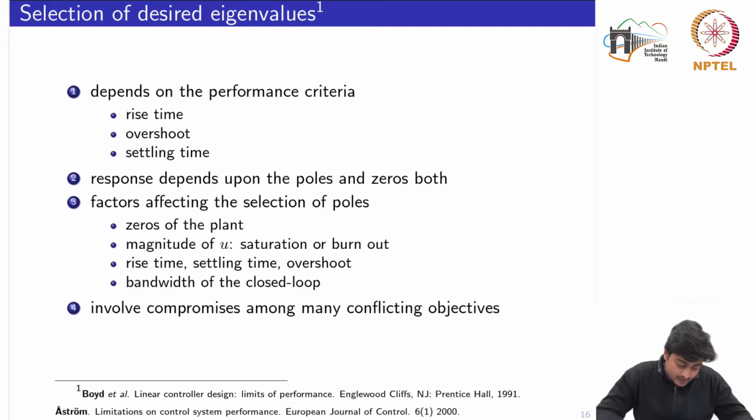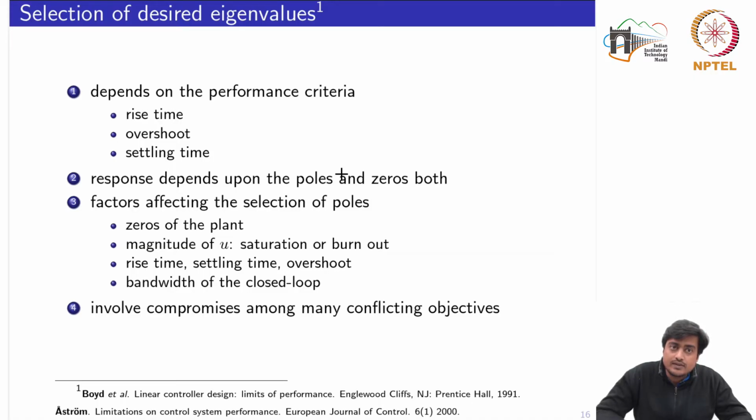It could be the rise time, the overshoot, or the settling time, if we speak of these criteria in terms of the time domain. In terms of the frequency domain also, the responses not only depend on the poles, but also on the zeros. So far we have focused on the location of the poles and placing them using a state feedback. But the overall response is also affected by the location of zeros. The factors which affect the selection of the poles, first of all, is the zeros.